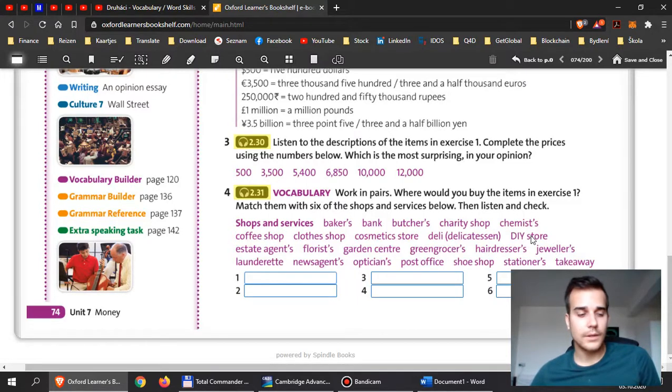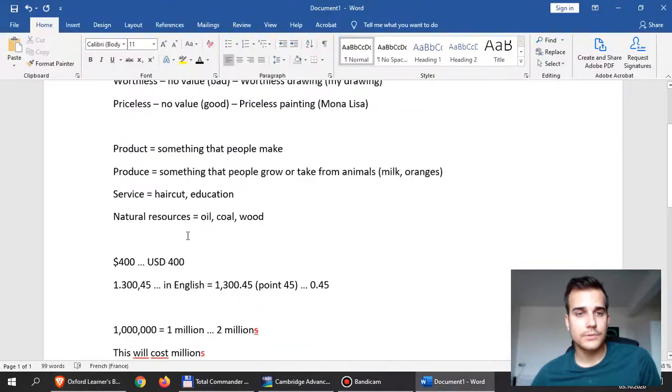All right, some woodwork or tools, you know, for your garden or for your house, and with a lot of things from DIY store, you can build whatever you want. All right, you can buy everything for your house there. Now, estate agents, this is where you go to buy houses. All right, estate means property. This is one of the things you can buy.